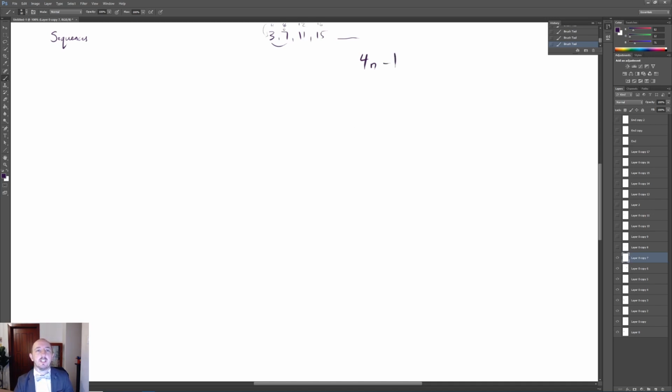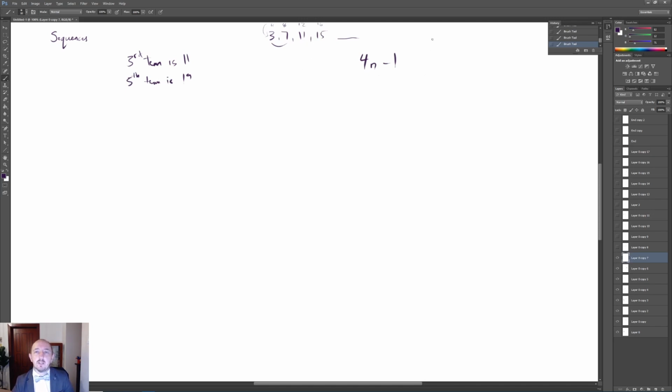For GCSE, they don't usually give you the sequence, they'll give you random bits of information like the third term is 11, and let's do the fifth term is 19. And they say work out what the first term is, or work out the sum of the first 4 terms and things like this. So we can't use this 4n minus 1 anymore as it stands.